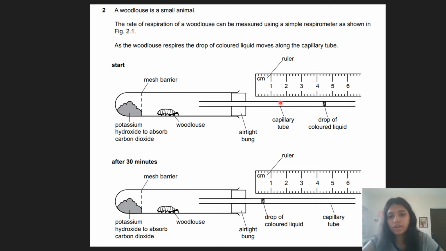Here we have a ruler to calculate how far along the tube it moves. I know the questions that come after this, so I'm just going to use this. Here we can see the drop of colored liquid is at around 4.5 centimeters. It's right in the middle. You can use your ruler and check. And here it's around 0.5 centimeters. We're just going to keep that in mind and move on.